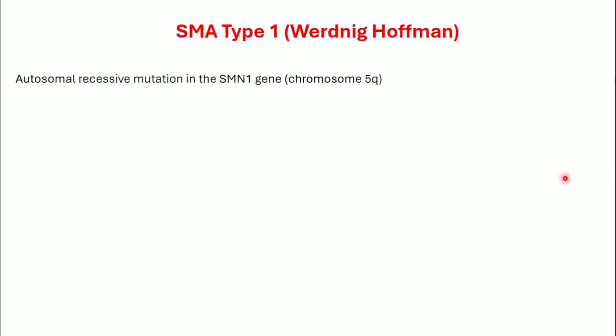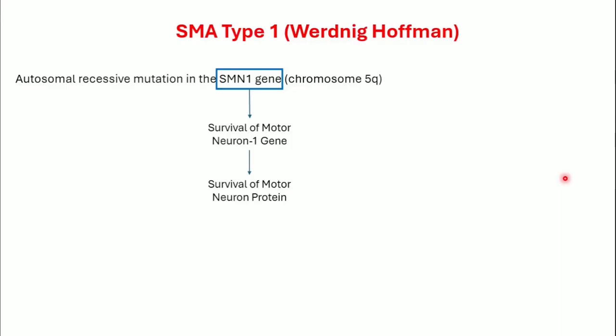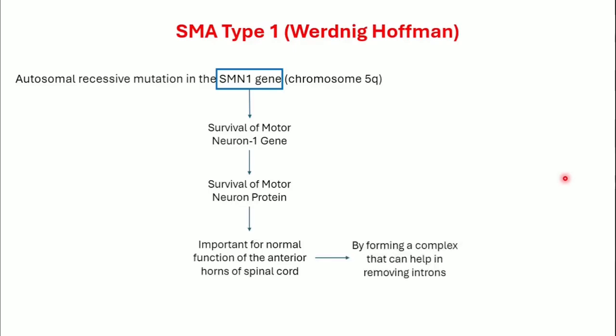Well, let's first know what the SMN1 gene normally does. The SMN1 gene stands for survival of motor neuron 1 gene, and this gene helps make a protein called the survival of motor neuron protein. Now, I'll get into more depth of how exactly this protein works in the biochemistry molecular lectures, but for the purpose of neurology and this lecture, just know that the SMN protein is important in the function of anterior horns of the spinal cord, because it forms a complex that can ultimately help in removing introns.